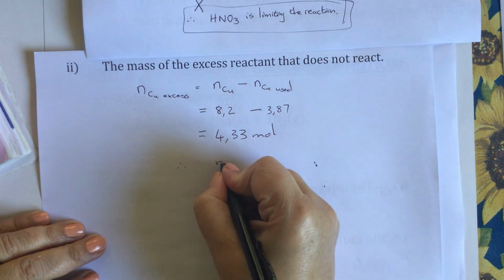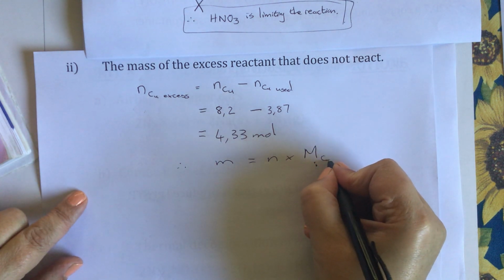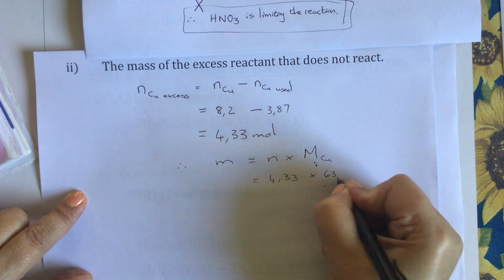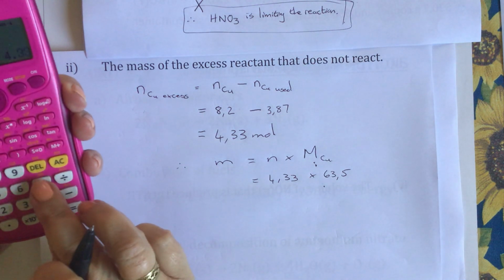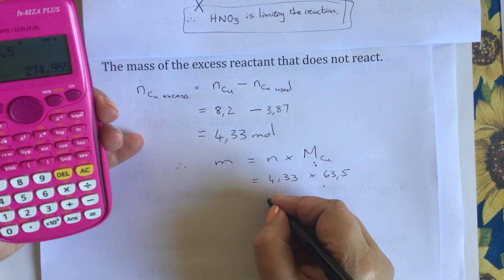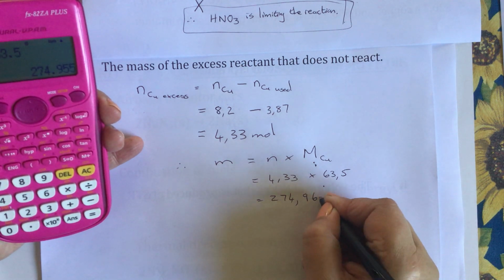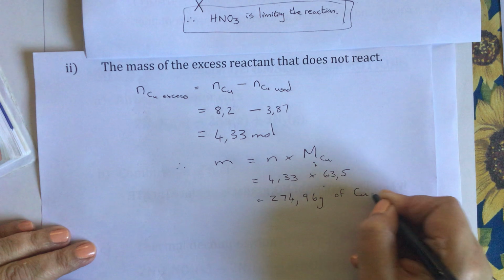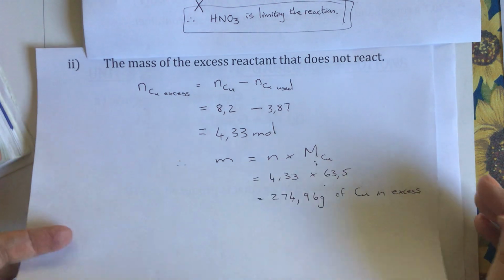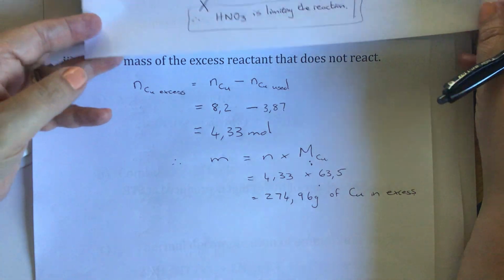So to calculate my mass, I'm going to use my number of moles times my molar mass, for copper. So 4,33 times 63.5. So I have a mass of 274,955, so 96 grams of copper in excess. Right, so that is the mass of copper that's going to be unreacted. There is more.